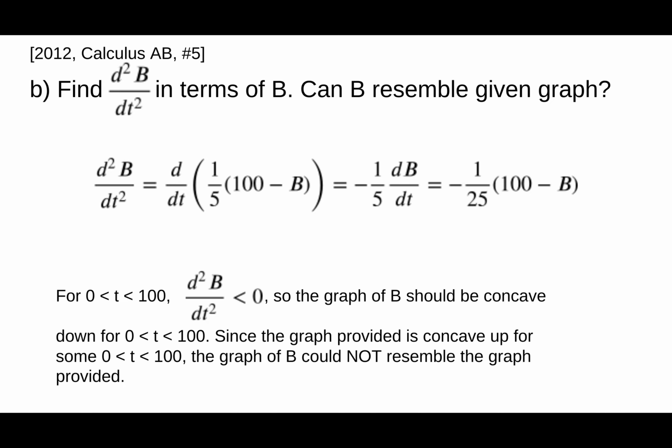And then we have to do a little bit of analysis here. For t between 0 and 100, d squared b dt squared is less than 0. All right, so the graph of b should be concave down everywhere between 0 and 100. But the graph provided is concave up at least part of this interval. You can tell from looking at it that it's concave up at least over part of that interval, approximately half. So we would conclude that the graph provided could not possibly be the graph of b.